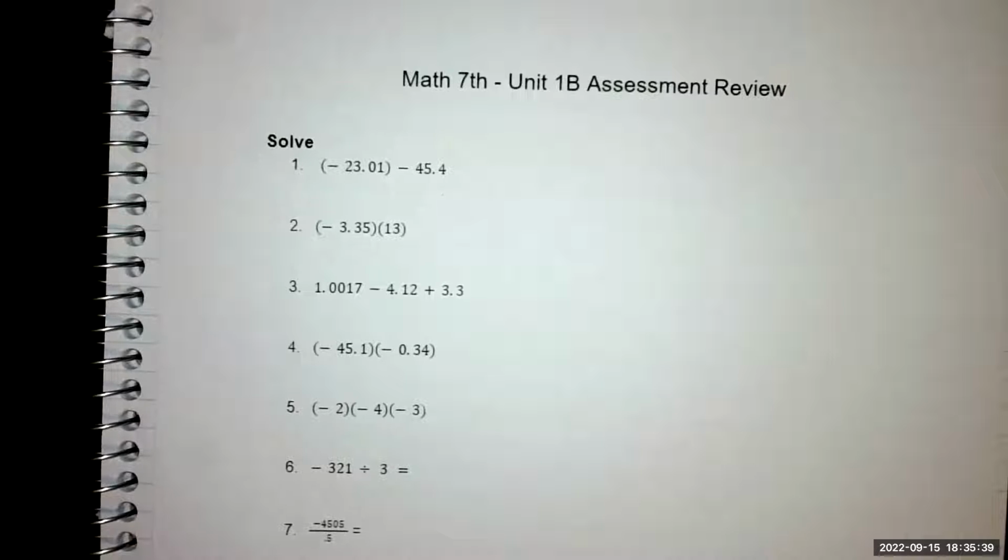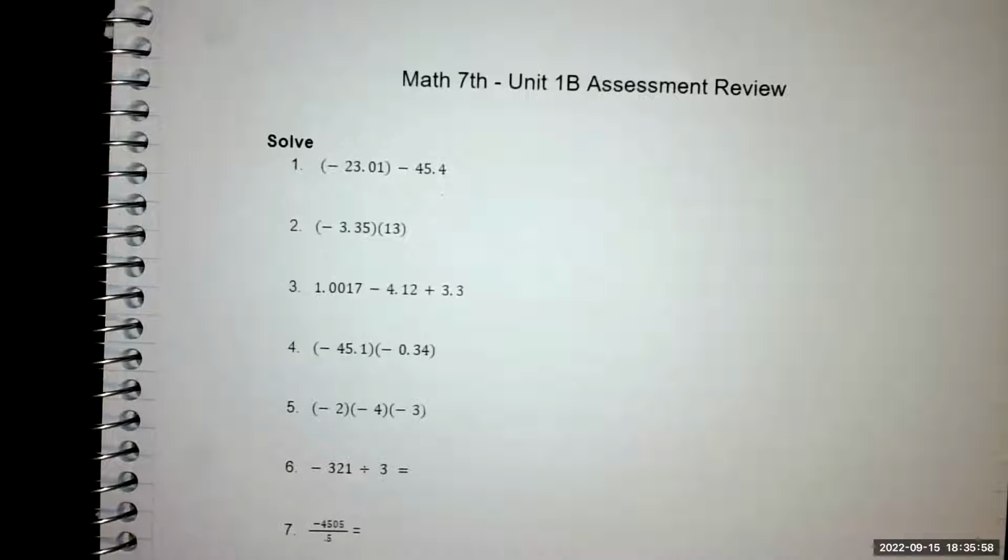All right, this is Coach Lebetter here, and we're doing math, seventh grade. This is Unit 1B. This is the second test that I've given for Unit 1. Unit 1 was big enough, so I wanted to divide it into two sections. So this is the last section of Unit 1.